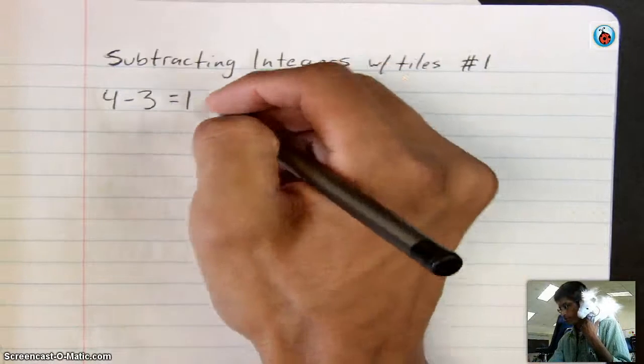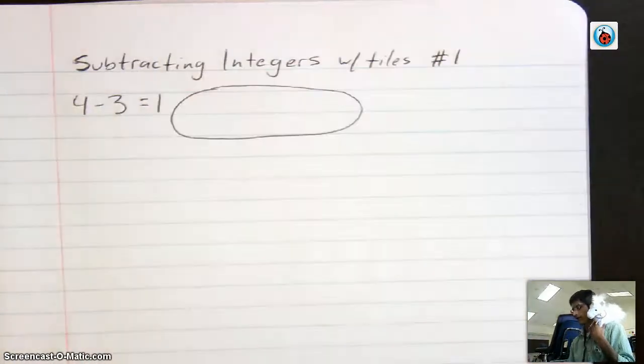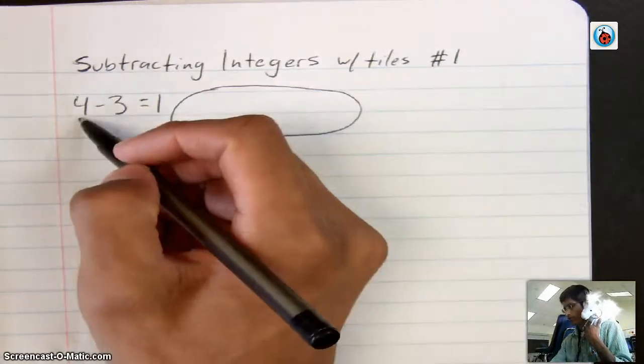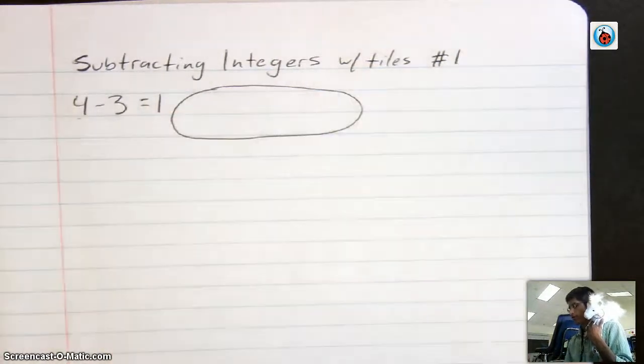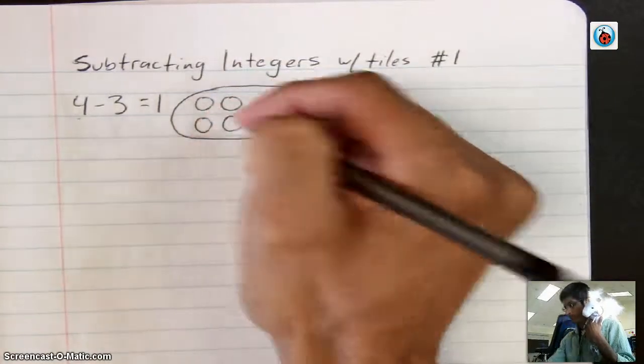That's pretty simple. Alright, so you're going to draw a big old circle, and this is kind of where you're going to draw all of your little number tiles. So the very first thing we're going to draw are 4 positives. So this 4 here, we're going to draw 4 positive circles. So 1, 2, 3, 4.